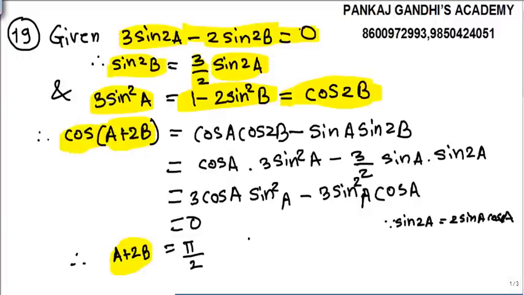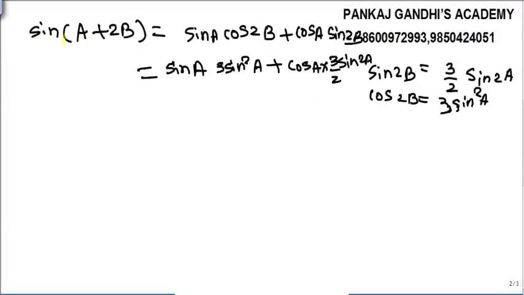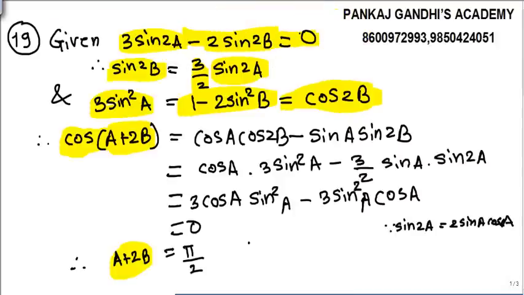Why are we doing cos of a plus 2b? See, if I do sin of a plus 2b, it equals sin a cos 2b plus cos a sin 2b. Now here I have only cos 2b values and sin 2b values. I don't have sin a or cos a, so we cannot do anything further. I will not get any values. That's why we are solving by this formula.